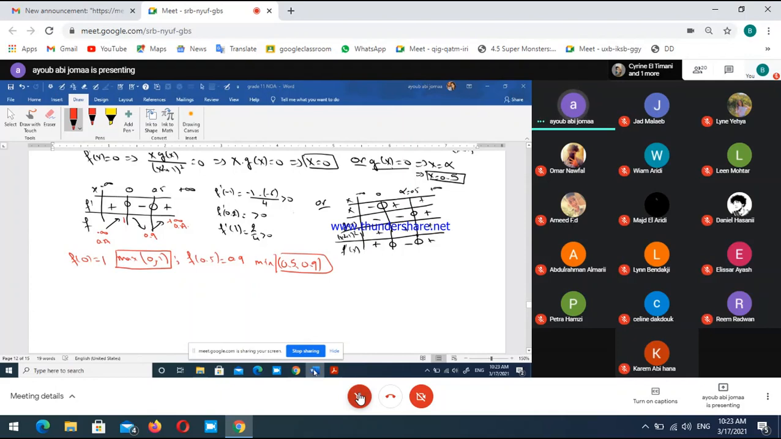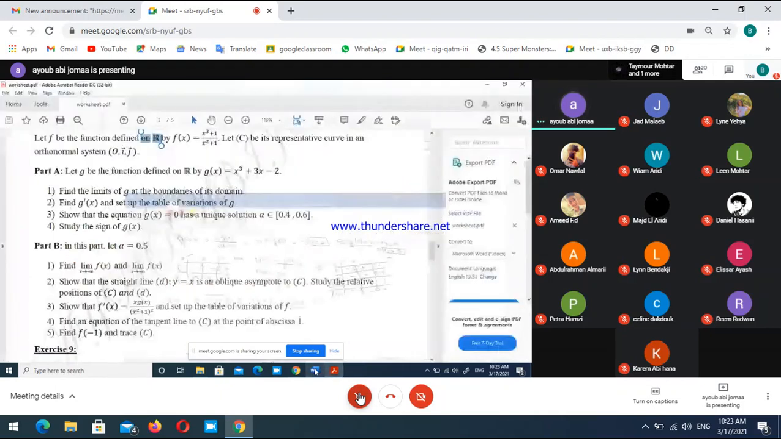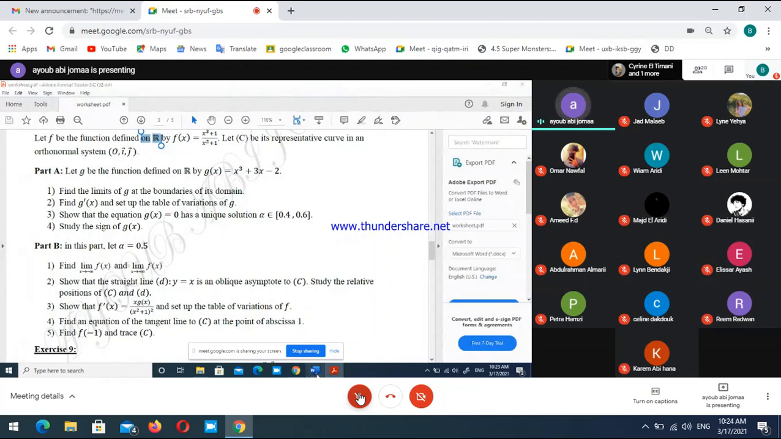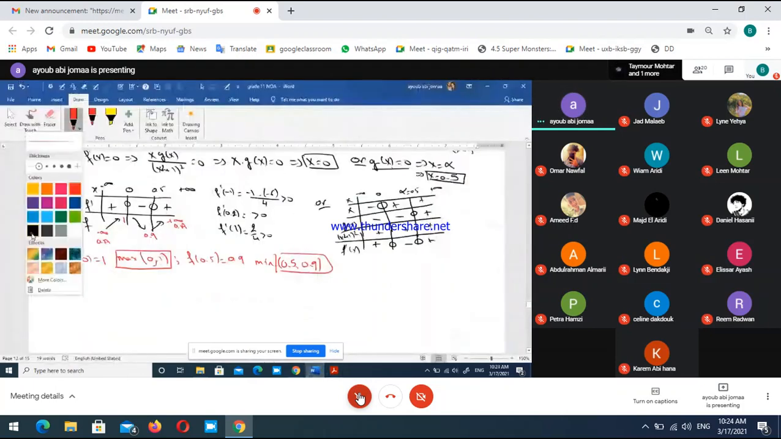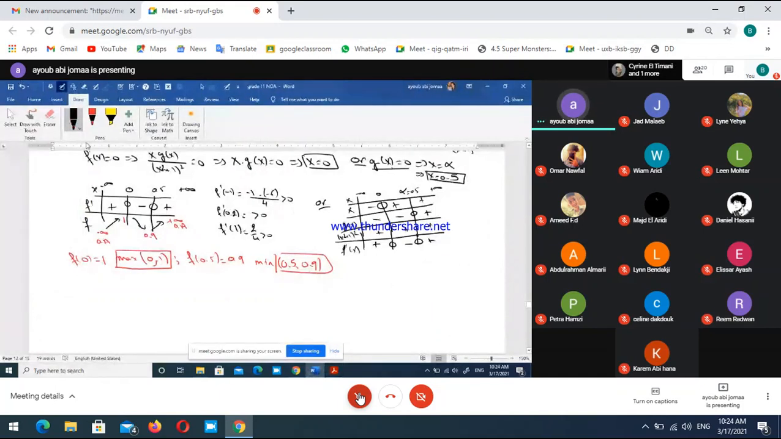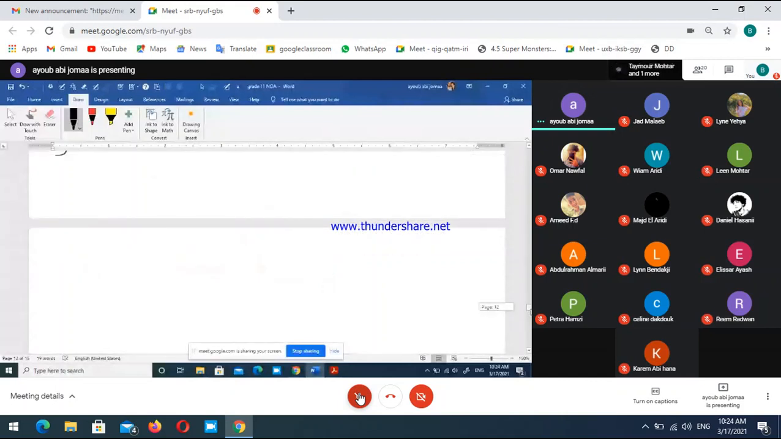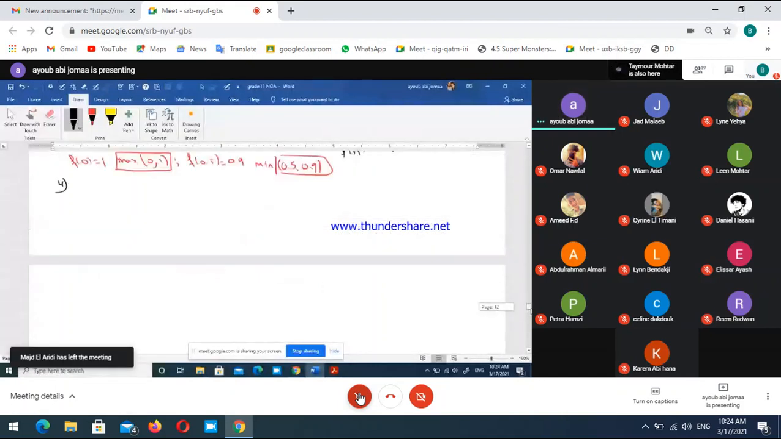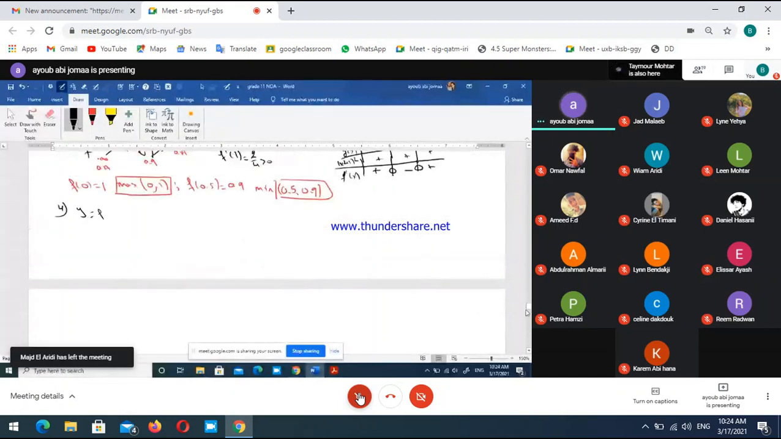In part 4, find an equation of the tangent line to the curve C at point of abscissa 1. Point of abscissa 1. Equation of tangent line, as usual, y is equal to f prime of a into x minus a plus f of a, where a is 1.